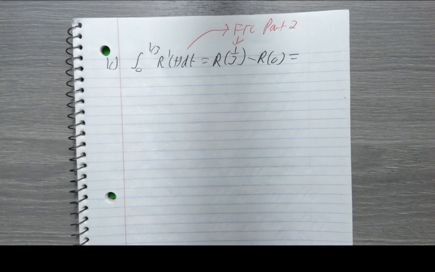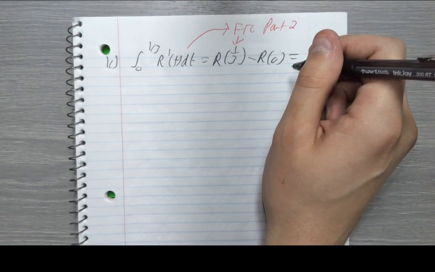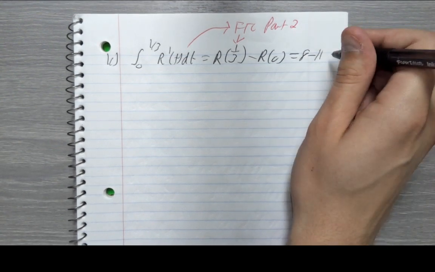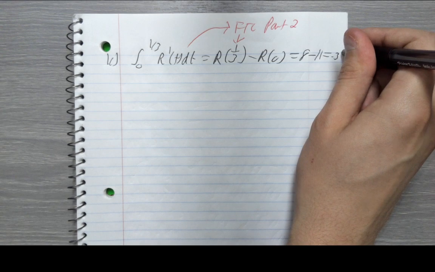All right, now that makes things easier for us. So what we need to decide is what these values are. Well, we look at the table. The table gave us these values. The table said that R of 1/3 was 8, R of 0 was 11. So my final answer is -3.